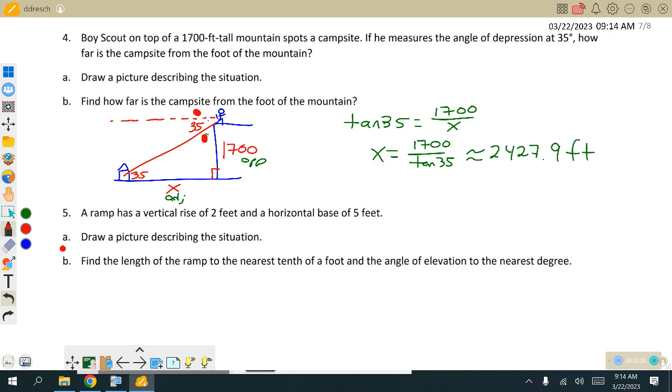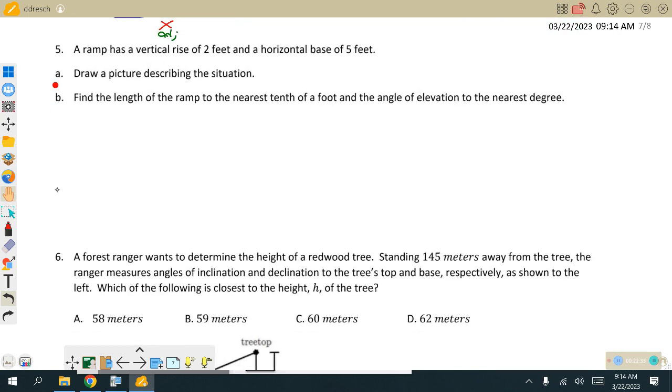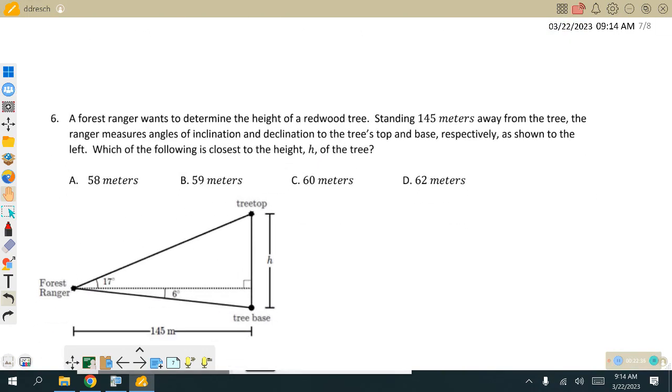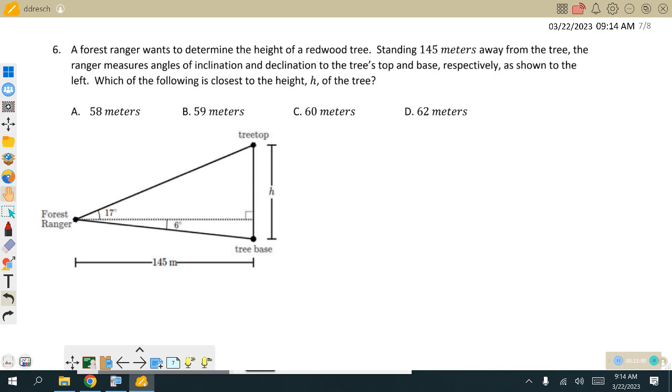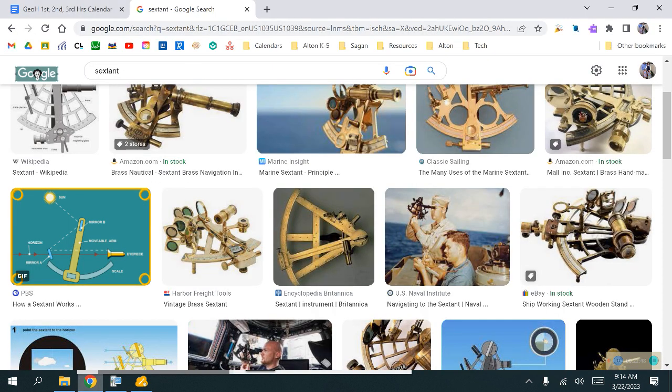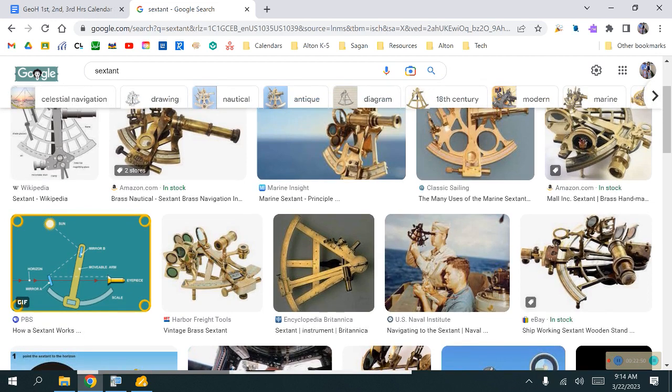All right, let's go with one more here. Let's go with the forest ranger. Nice SAT question. This is a way that we can go about measuring those tall trees, using, like I was showing you a second ago, our device that is like a sextant. We have a little bit fancier devices. What is that called?